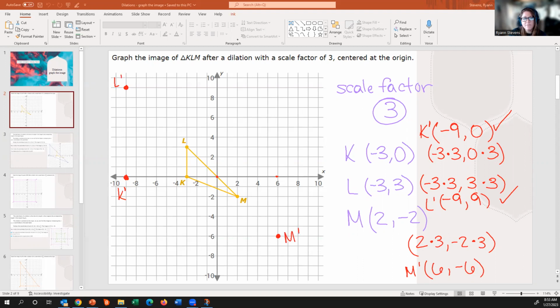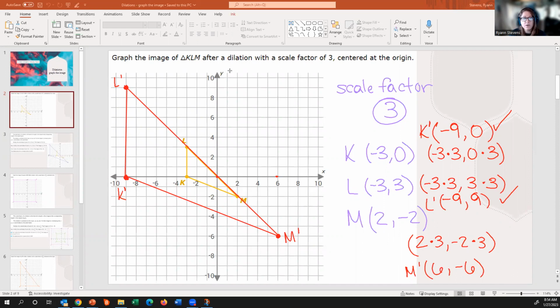Once we have all of these points, we can connect them. We can see that the shape is still the same. We still have this triangle, but it is much larger than what we started with in our pre-image because we dilated all of the sides by 3. We multiplied all of the sides by 3.